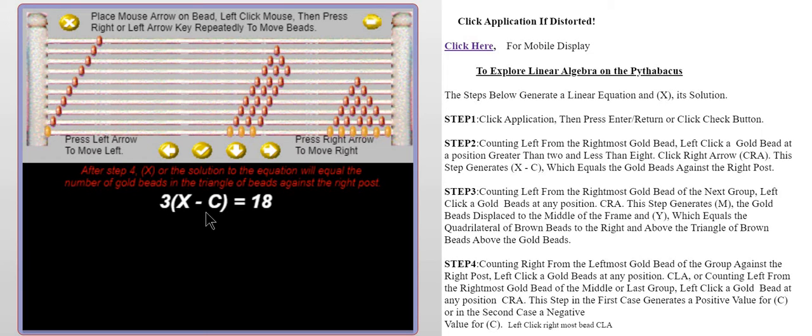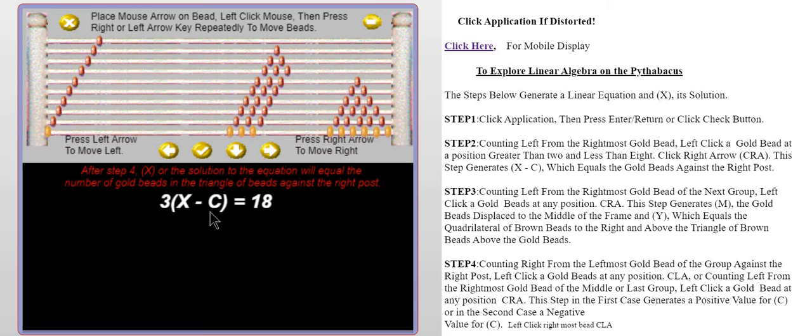3 times x minus c equals 18 y, which are the brown beads to the right and above the triangle, which has 3 gold beads at its bottom. There are 18 beads here.